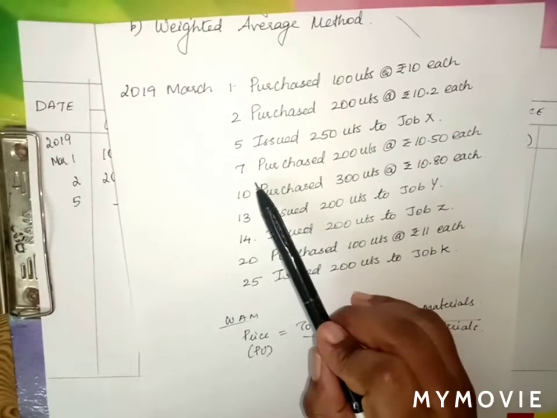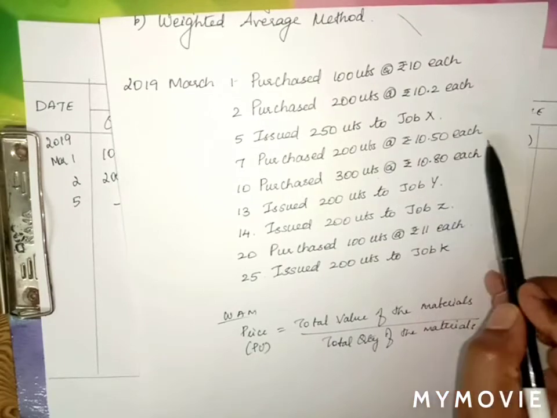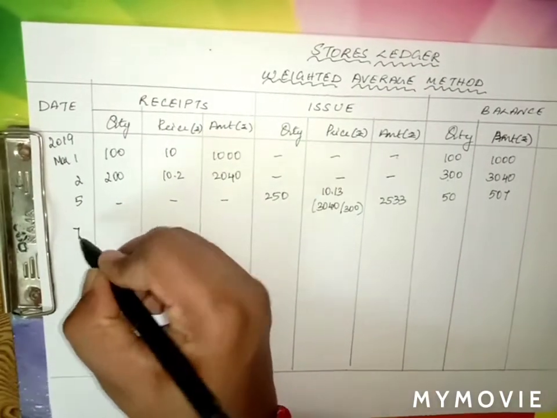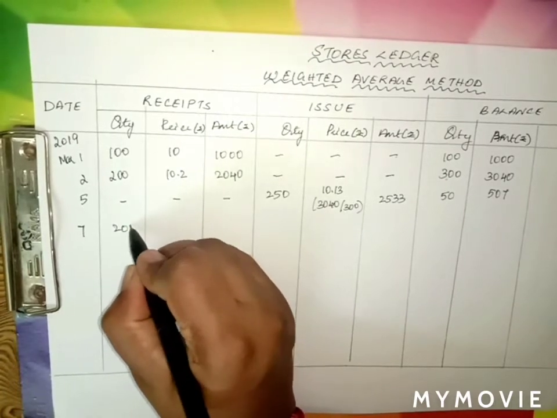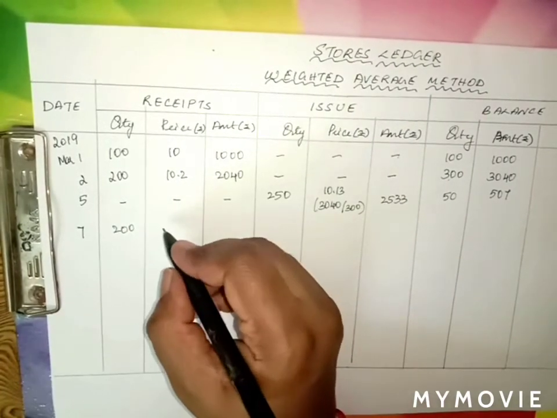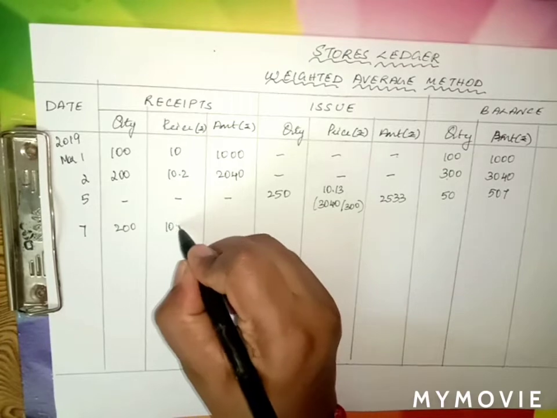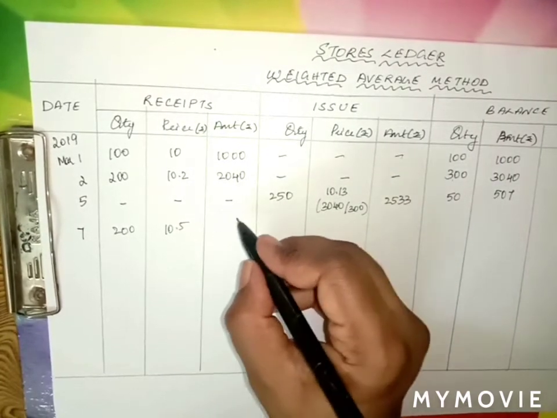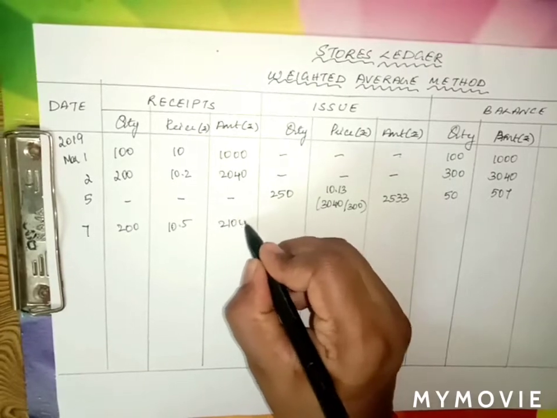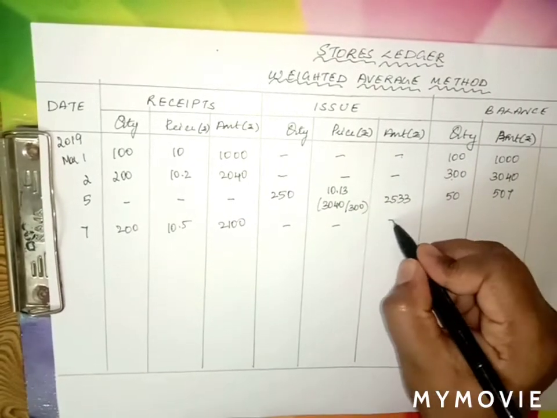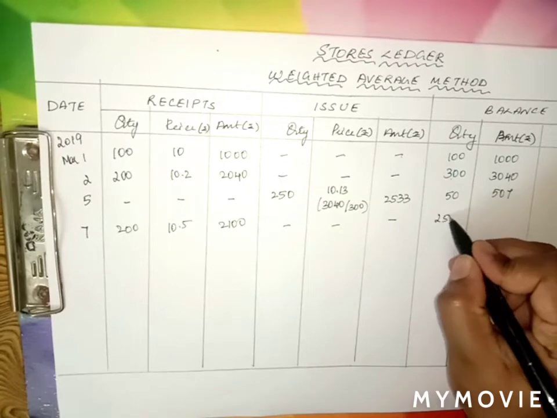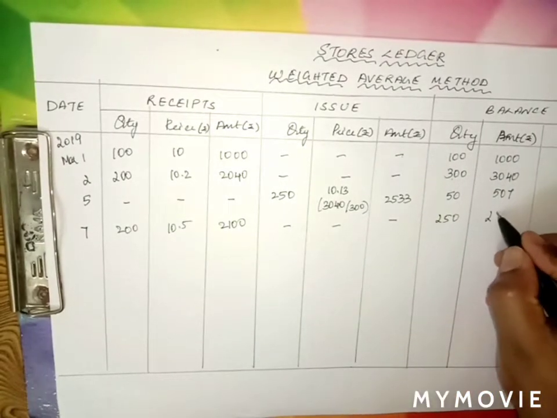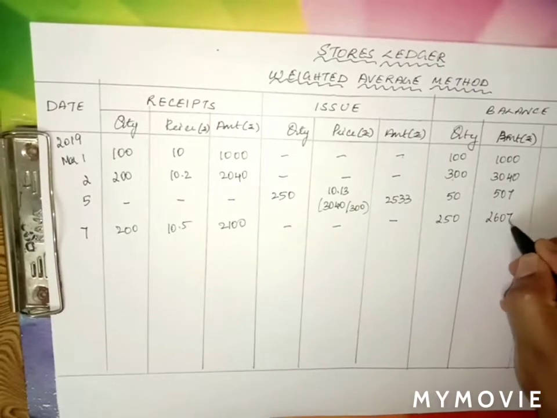On the 7th purchased 200 units at 10.5 each. So it will be 2100. Now the balance will be 250 units, 50 plus this 200. Here the balance will be 2607.